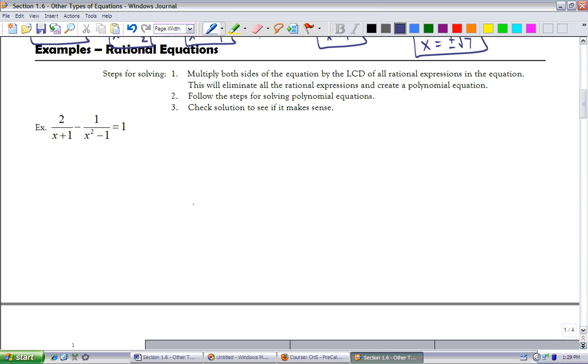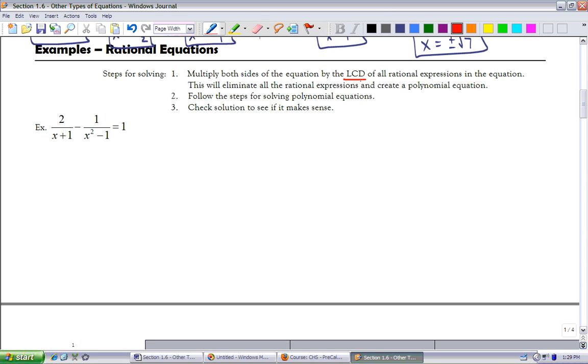Okay, solving rational equations. Again, rational equations are just equations that have rational expressions in them. Here you can see that we have 2 over x plus 1. That's a rational expression, and it's in an equation. Now there's a technique for solving these, and a lot of students are afraid of these problems, but this technique will help you.